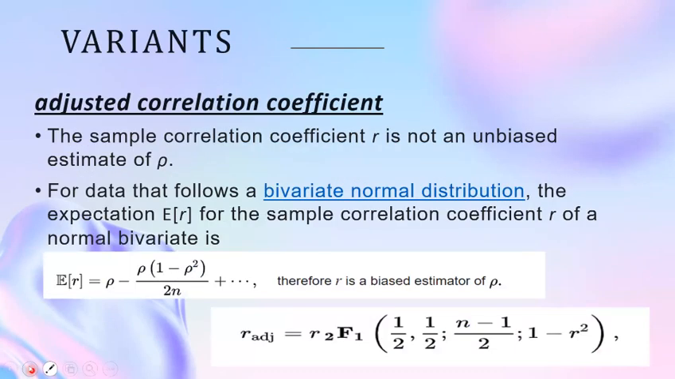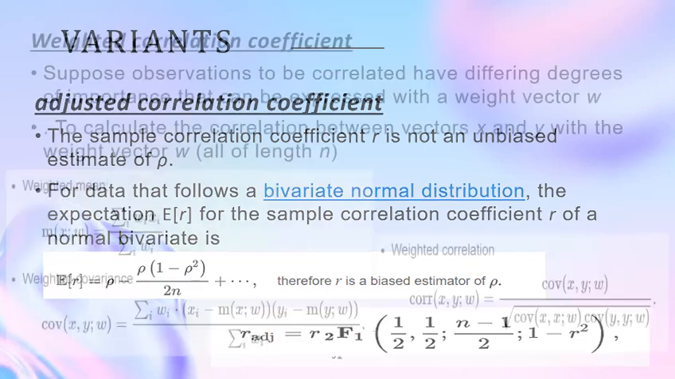So what are the variants of the sample correlation coefficient? There is the adjusted correlation coefficient. The sample correlation coefficient r is not an unbiased estimate of rho, for data that follow bivariate normal distributions. This is the adjusted correlation coefficient, which is expressed here as r adjusted.